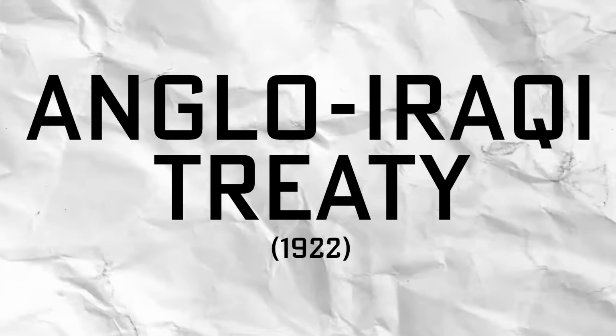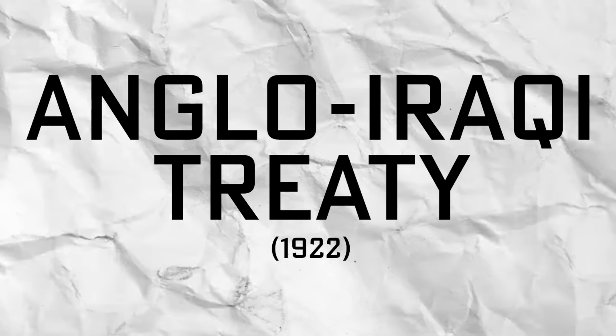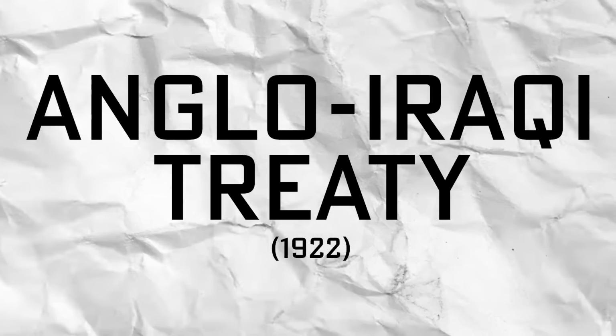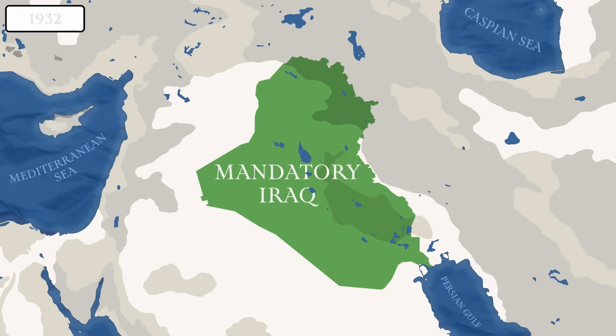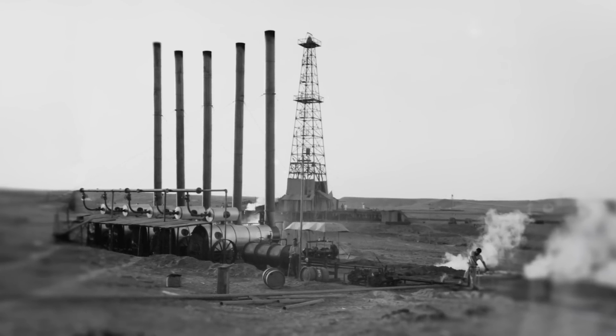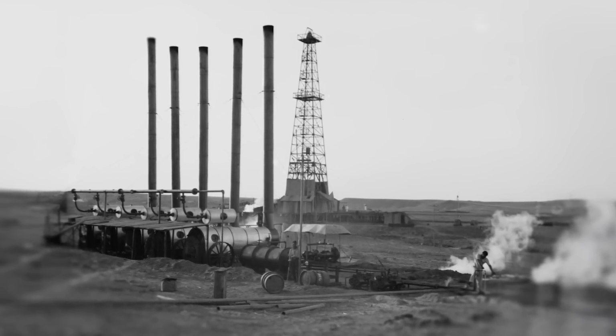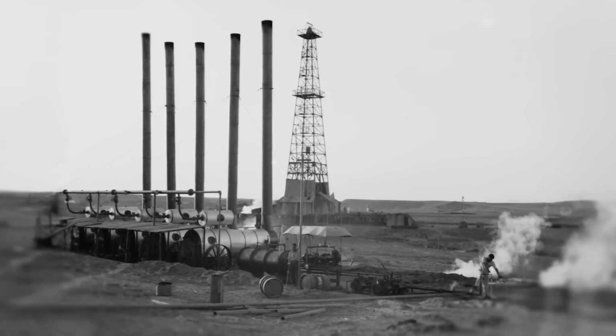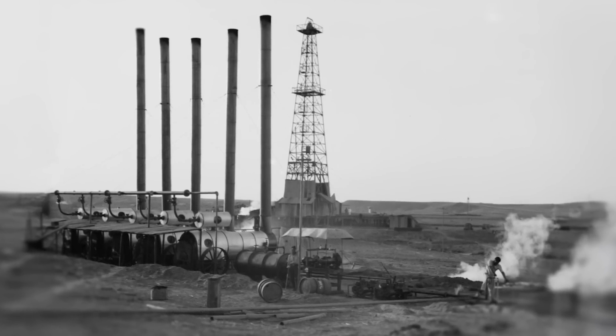Another pivotal moment in the early history of the kingdom was the signing of the Anglo-Iraqi Treaty of 1930. This set the stage for Iraq's formal independence, which was achieved on October 3, 1932, when the Kingdom of Iraq, or as it was formerly known, the Hashemite Kingdom of Iraq, joined the League of Nations. Despite this milestone, the British still retained significant control over Iraq's military and economic affairs, particularly its burgeoning oil industry.